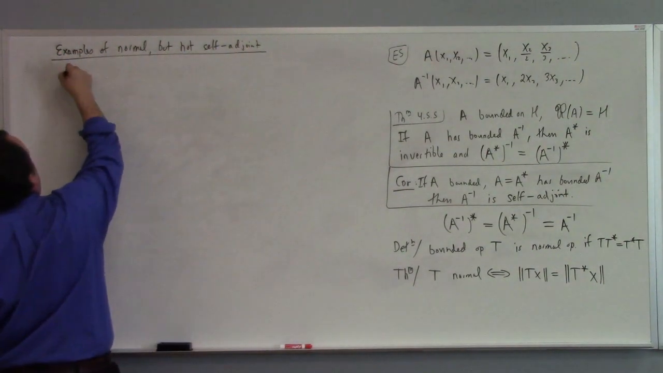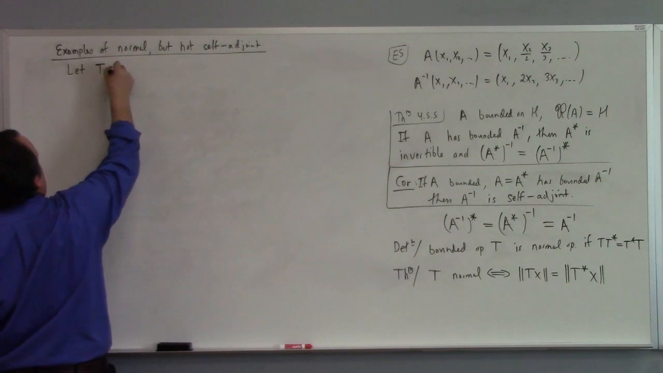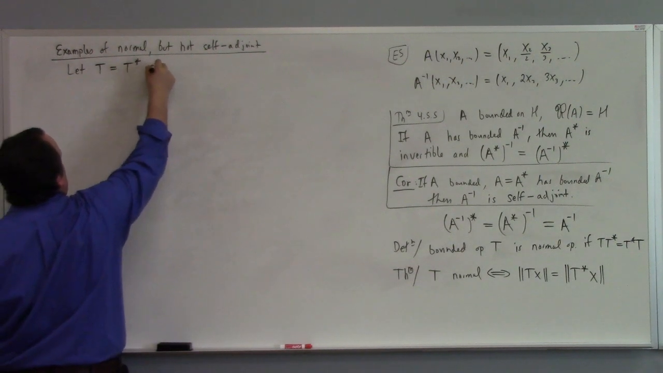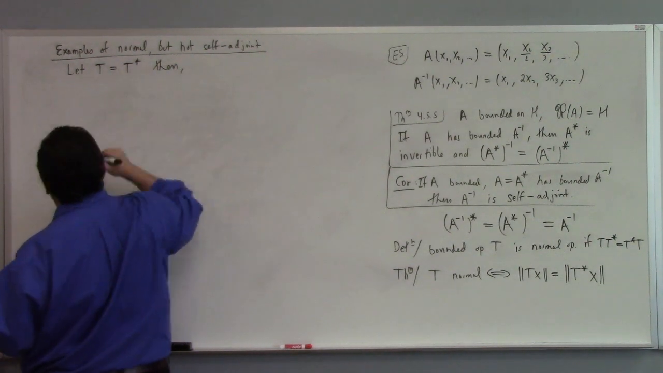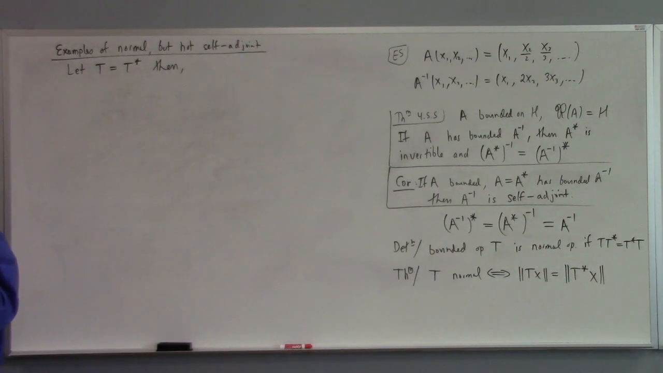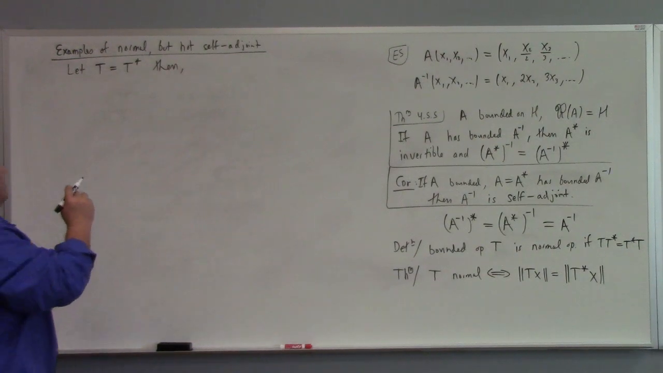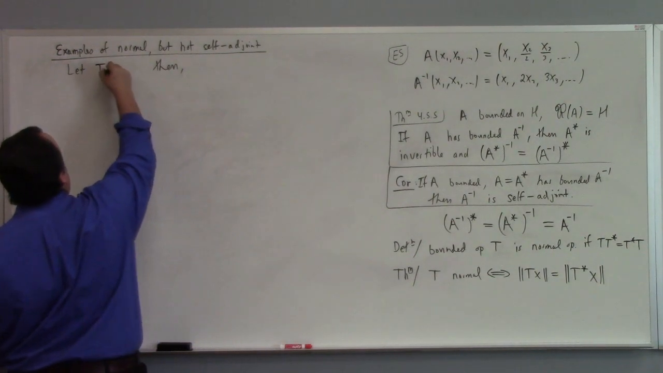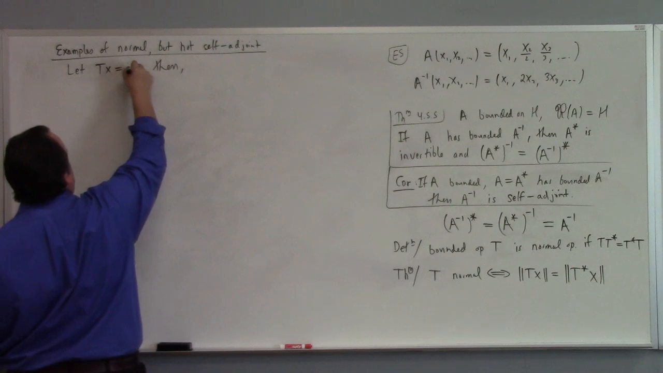So I think he says let T be self-adjoint. All right. I think that's what he says. Oh, no. That's not it at all. My bad. He says let T of x equal to Ix.